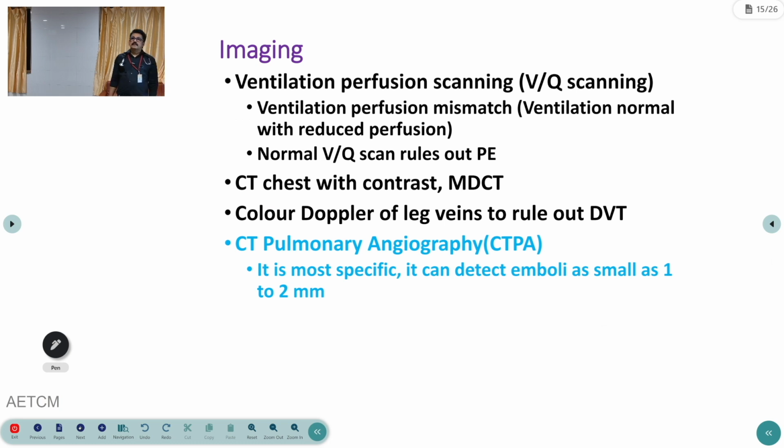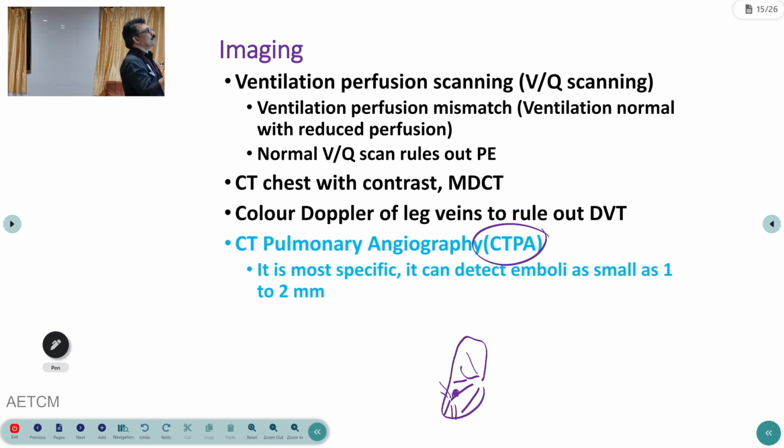Other imaging techniques, ventilation perfusion scan is there, chest CT with contrast, MDCT chest is there, color Doppler of the leg veins to rule out DVT. But the gold standard investigation in pulmonary embolism is CT pulmonary angiography. So, you can see in CT pulmonary angiography, in the lungs there will be multiple blood vessels, one of the vessels will be blocked. So, after that there is no supply. So, that is the advantage of CT pulmonary angiography. But if the patient is having renal failure or pregnancy, we cannot give contrast.